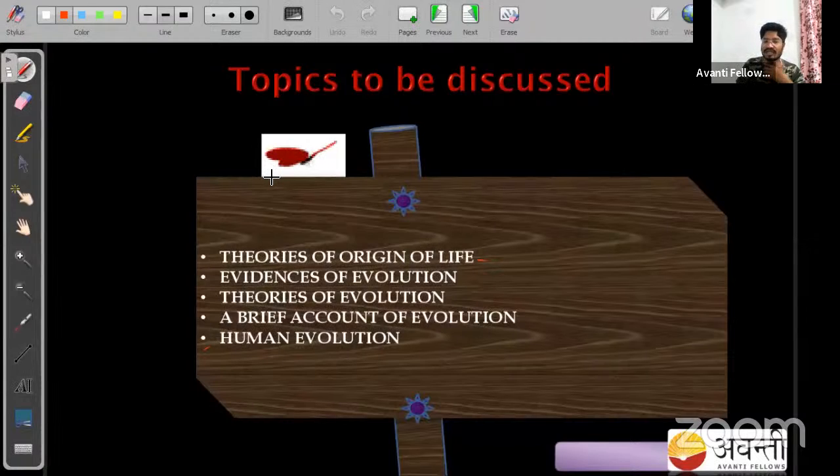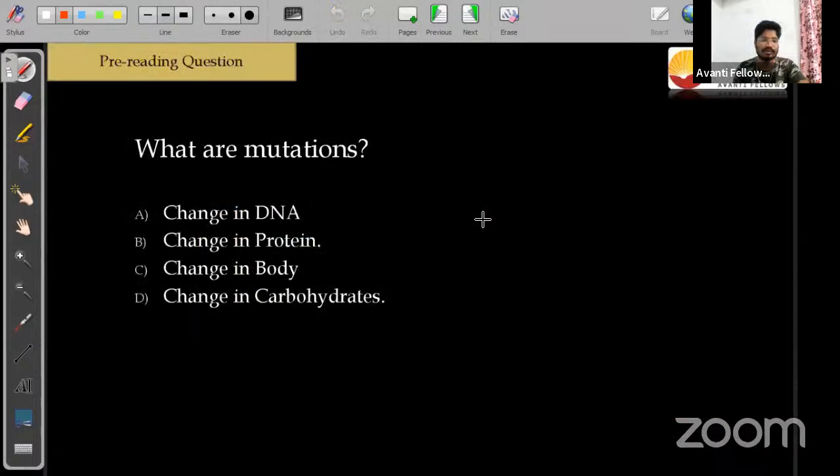Theories of origin of life, evidences of evolution, theories of evolution, a brief account of evolution, and at last human evolution. So the complete chapter will be completed in 5 different sections. Evidences of evolution means, if evolution has happened, then what are the evidences from which we can conclude that evolution has happened. We will see that. Then theories of evolution, then a brief account of evolution, how it has happened, and the last one will be human evolution. Let us move to the next slide.